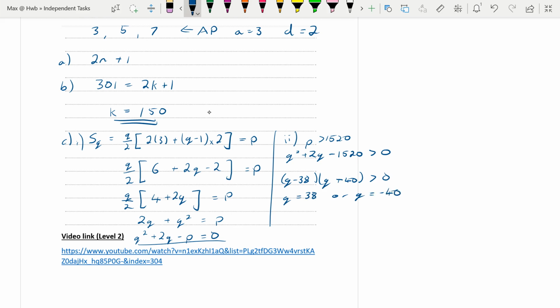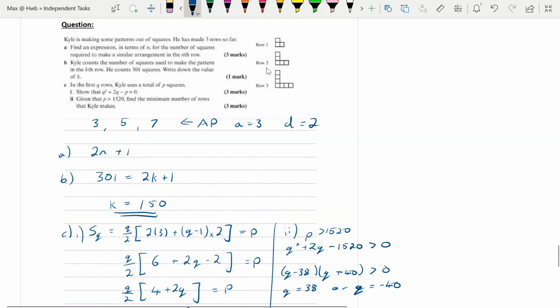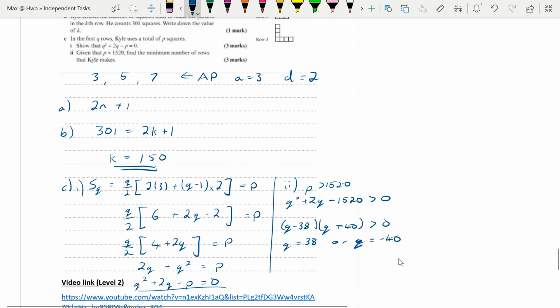And again, if I think carefully here, q represents the number of rows. Now that means q can't be a negative number. Okay, so the minimum number of rows. So let's go back. There should be an inequality. So that means q should be bigger than 38. Therefore the minimum number of rows should be 39, not 38. I'm still talking about an inequality, so be careful when we're solving at that point.